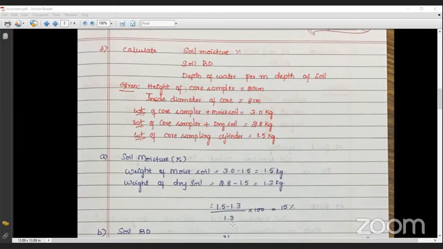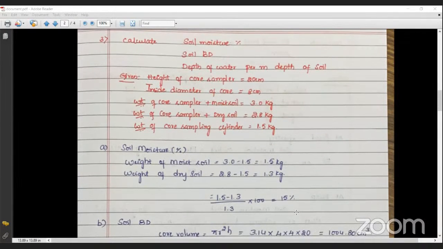In order to calculate the amount of moisture present in that soil, we have to subtract the dry weight from the wet weight. Don't get confused whether to put dry weight minus wet weight divided by wet weight, or wet weight minus dry weight. My friends, always you have to consider wet weight first. So wet weight minus the dry weight. Simply I can say the higher value will always come first, then the lower value. So 1.5 minus 1.3 divided by 1.3 into 100 will give 15%. That is the soil moisture content.